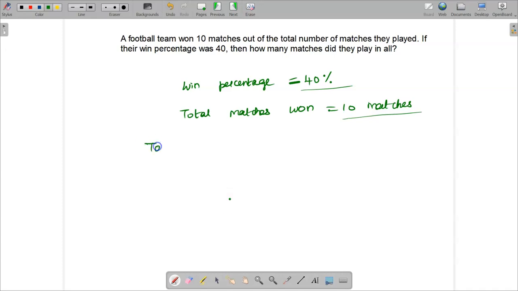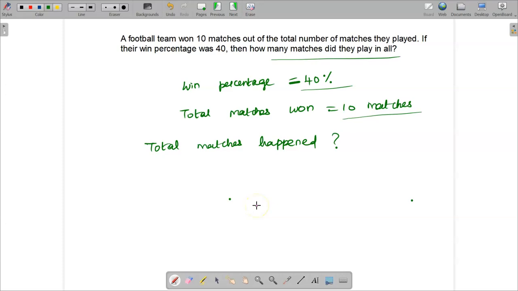So total matches happened we can easily determine. How many matches did they play in all, they are asking. So total matches happened they are asking. Out of total matches only, the won matches is 10 and which is nothing but 40%.